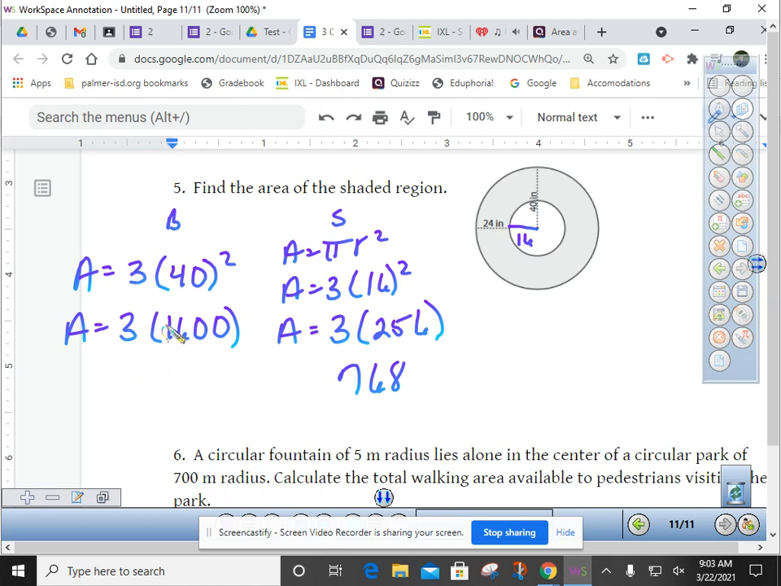Can I get my phone out? No, you do not need a calculator. Nathan, you can't say it.